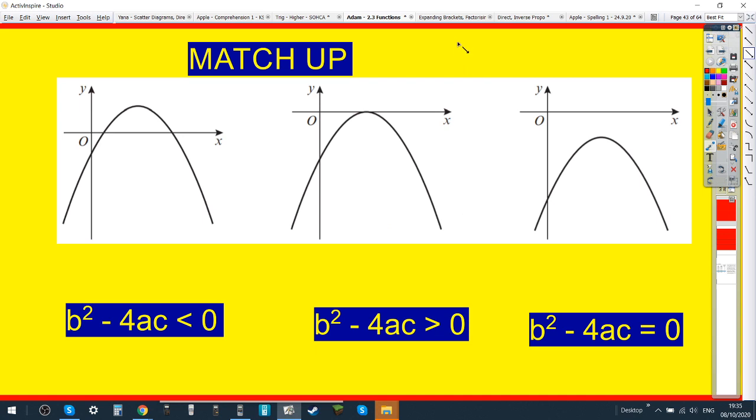Again. The one on the left would be b squared minus 4ac is greater than 0. The middle one would be b squared minus 4ac equals 0, and the one on the right would be b squared minus 4ac is less than 0.